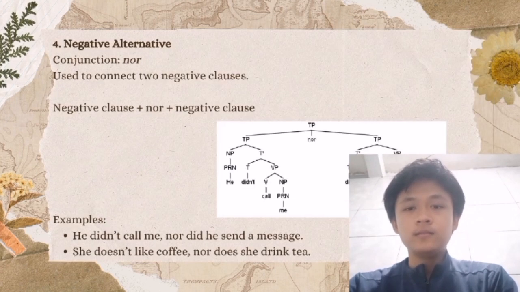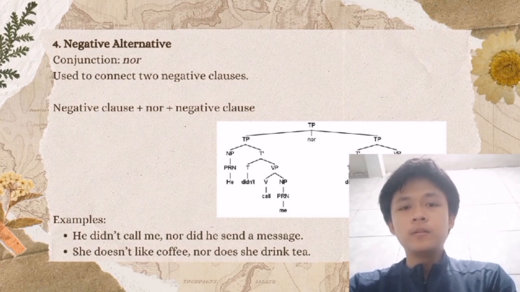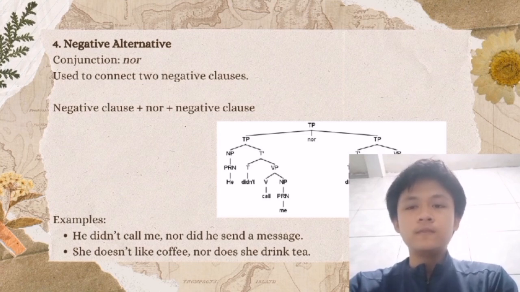And the last relationship is negative alternative, expressed by the conjunction nor. The conjunction connects two negative clauses and is often accompanied by inversion in the second clause. For example, he didn't call me, nor did he send a message. Both clauses express negative information, and the second clause reinforces the first one.